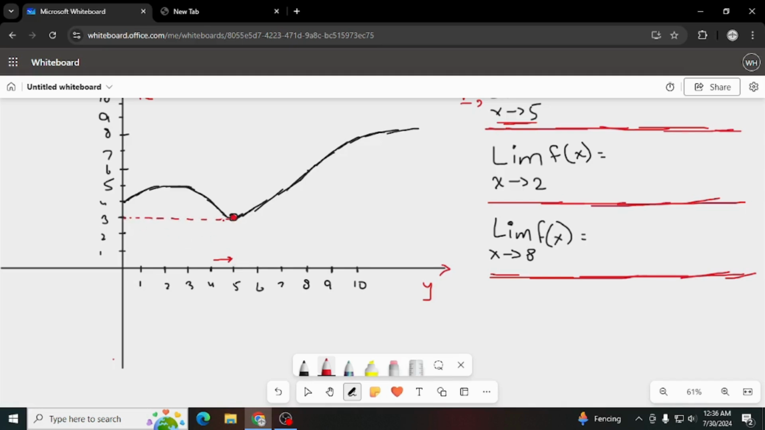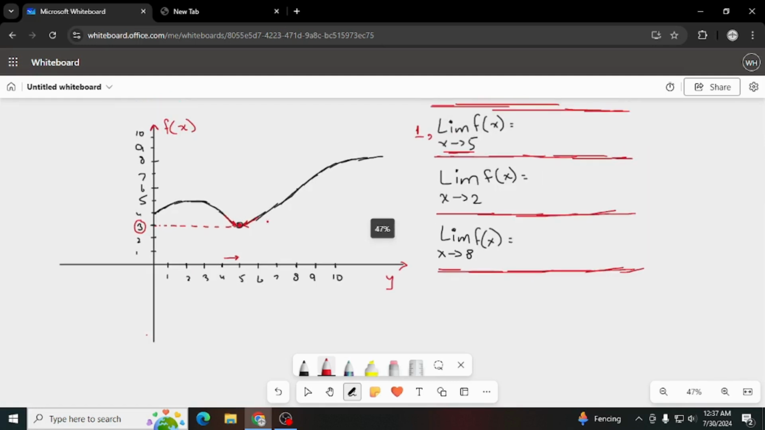And the limit seems to be equal to 3 right over here. Okay, so if we approach 5 from the right-hand side, or if we approach 5 from the left-hand side, the limit seems to approach the value 3 right over here. So this limit will evaluate as 3.